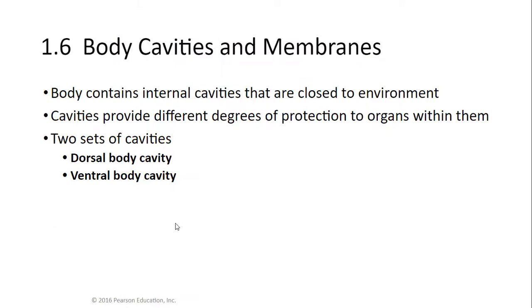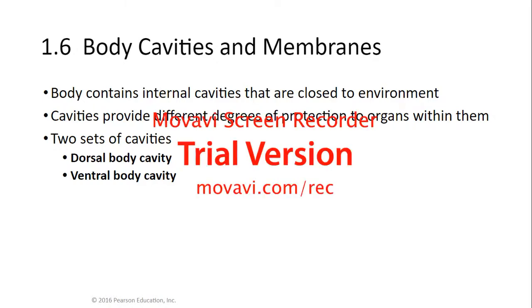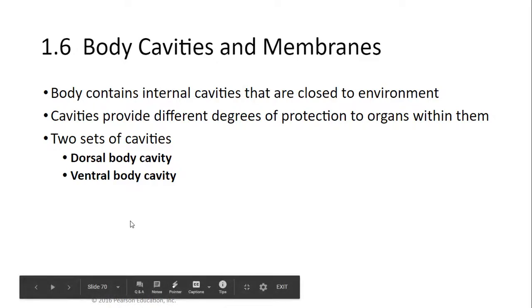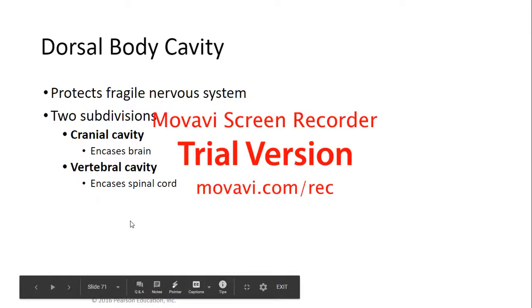All right, so now we're going to talk about body cavities and membranes. Our body contains internal cavities that are close to the environment. The cavities are going to protect the organs within. You have two sets of cavities, dorsal body cavities and ventral body cavities.